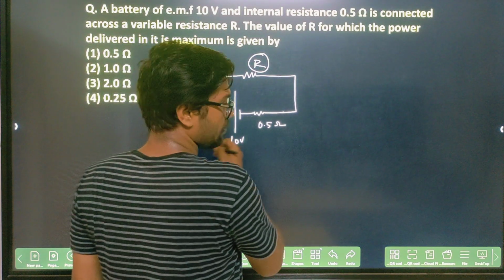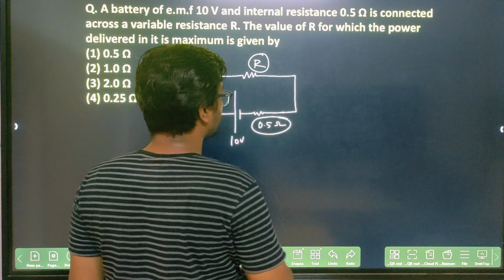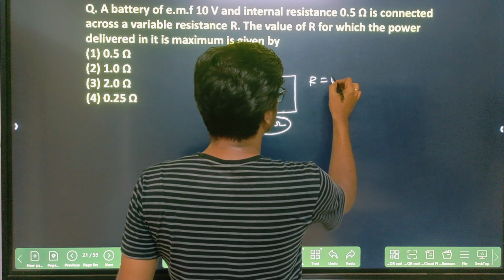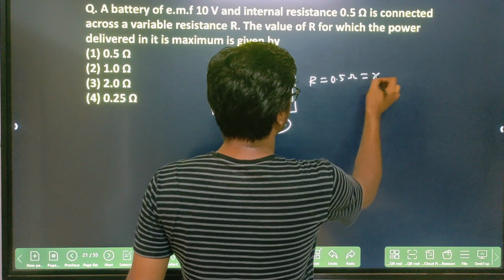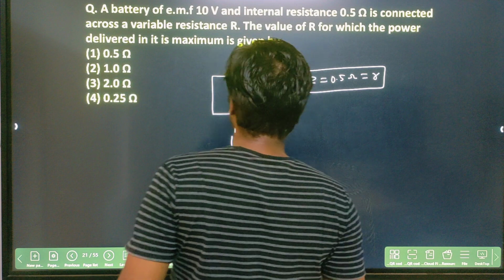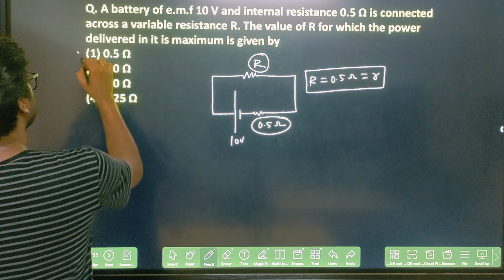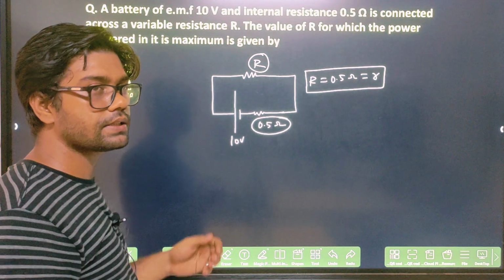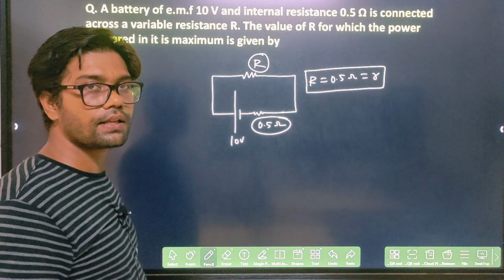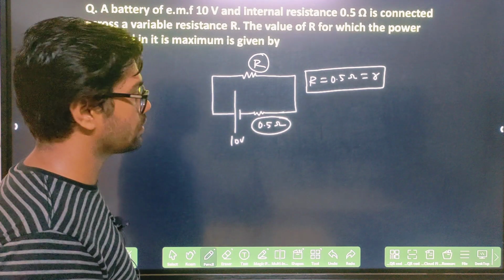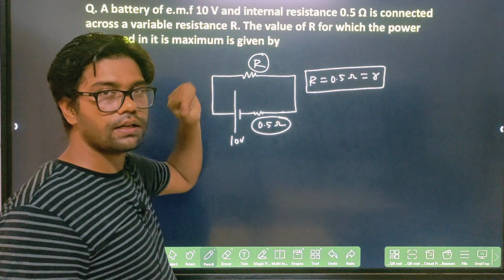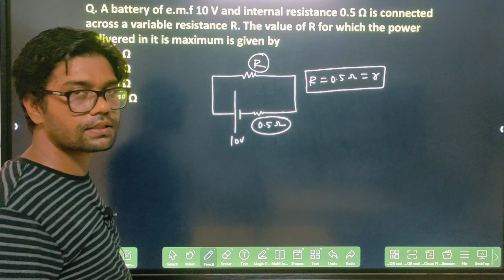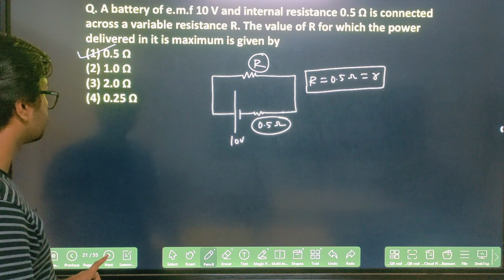Obviously you will tell that, now this thing we have seen, right? If this is 0.5 ohm, if capital R equals small r, then only it will deliver the maximum power, right? So you see which option it is. You can say that this will be option number 1. So whenever the internal resistance of the cell is the same as the resistance capital R, the power consumed by the resistor will be maximum, or the power delivered by the resistor will be maximum. Clear?